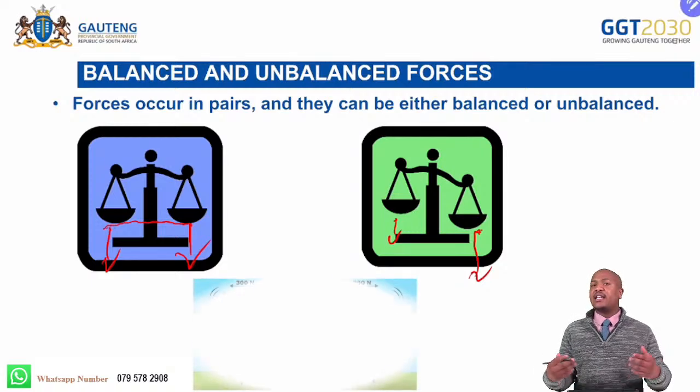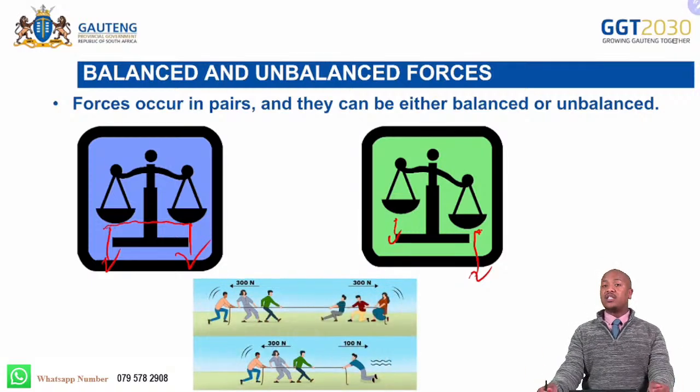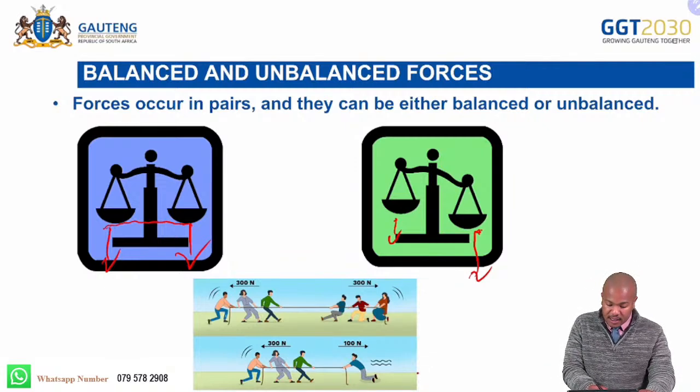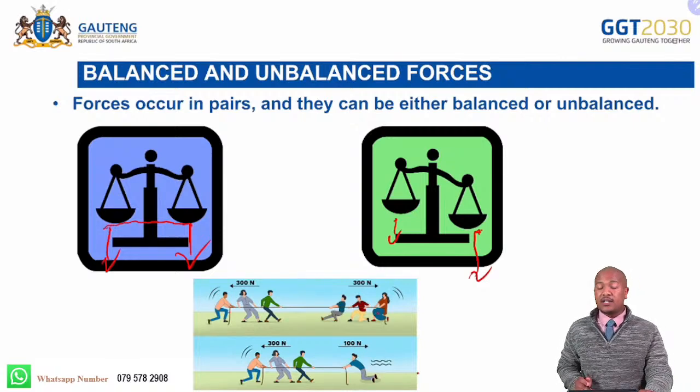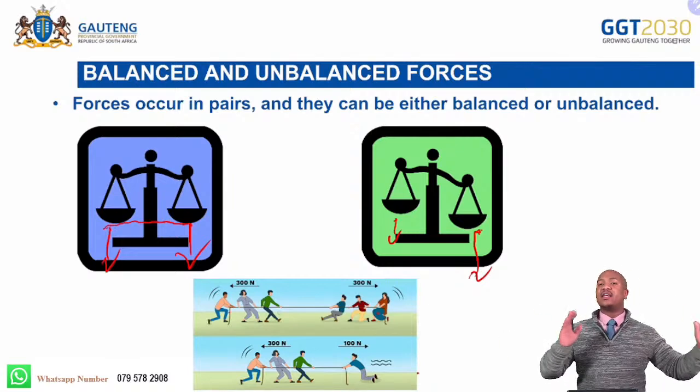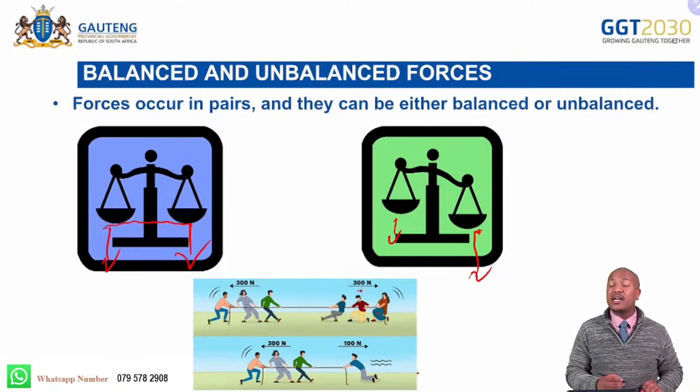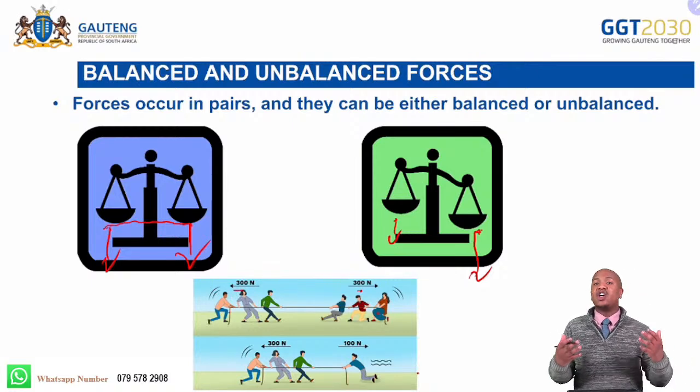Now here is an example that you are mostly familiar with, right? So now, here is a group of people playing tug of war, right? Now, if you look at this, the first picture there on top, the forces on either side are balanced, right? These ones are pulling by 300 newtons, and these ones are pulling also by 300 newtons.